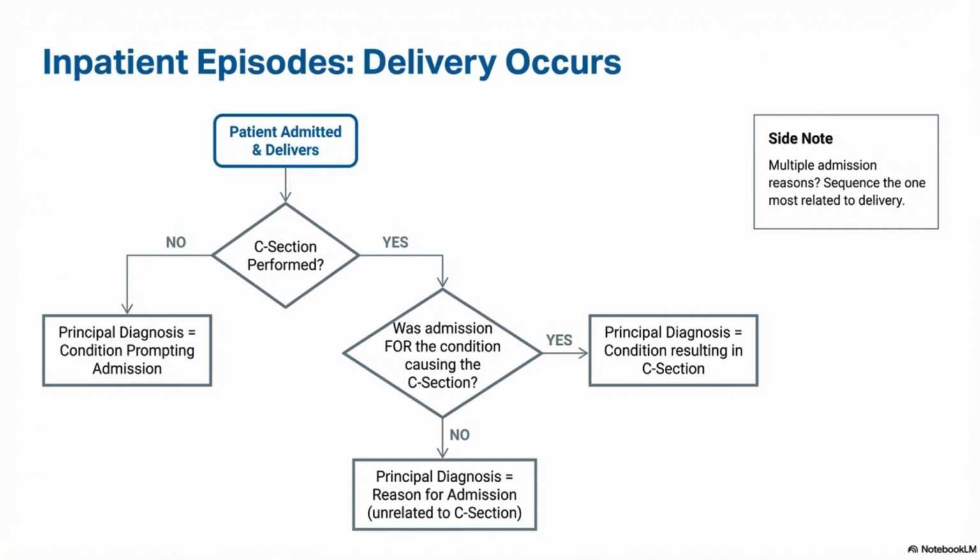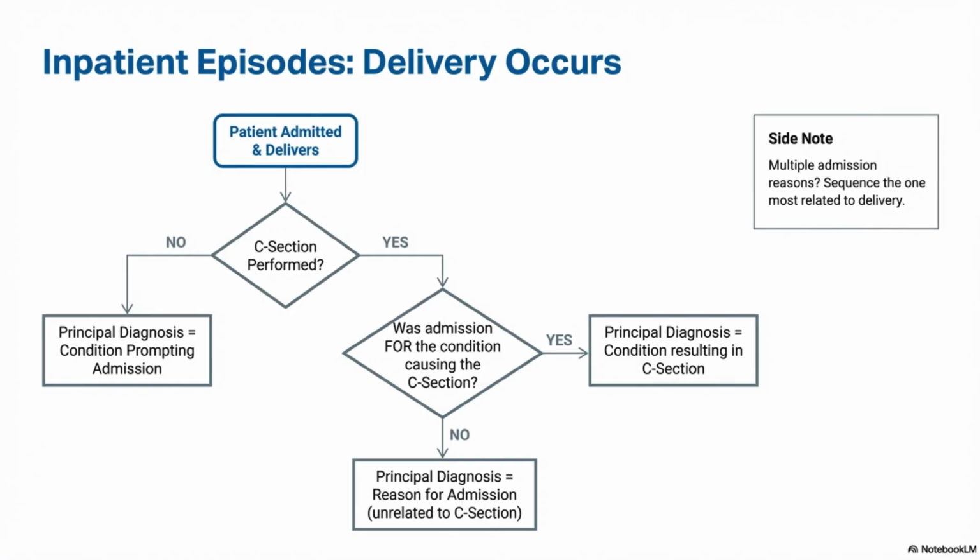When delivery occurs during the admission, sequencing becomes especially important because the principal diagnosis must reflect the true clinical reason for the stay. Here's the logic you'll follow. First, was a C-section performed? If no, the principal diagnosis is simply the condition that prompted the admission.